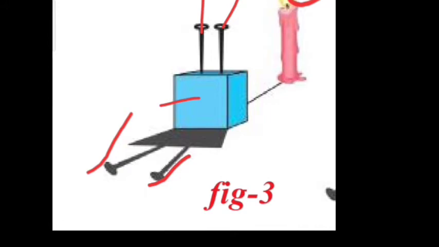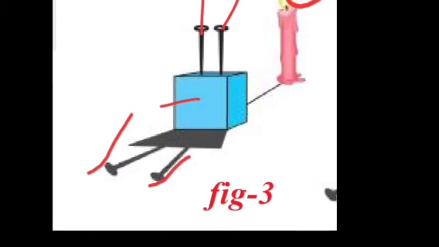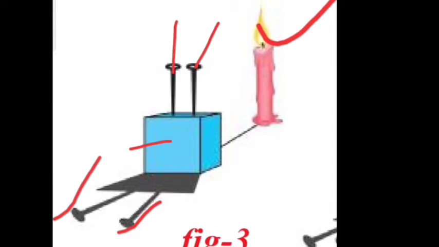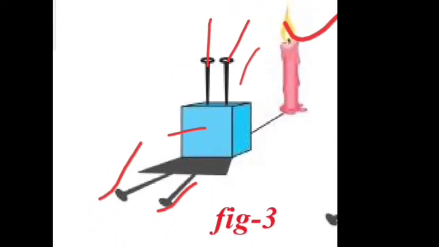How to form the shadows? You have learnt in 7th class. Shadow means absence of the light. Light coming from this candle falls on these two pins, and there is absence of light formed. This absence of light is called shadows. Two shadows are formed, back side of these pins.